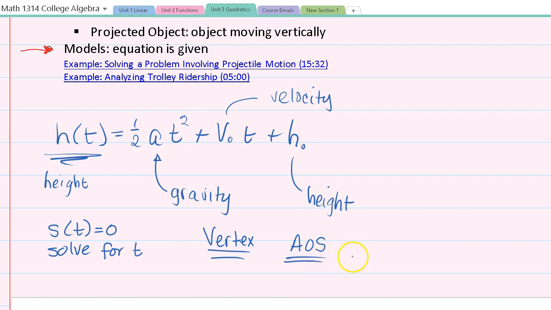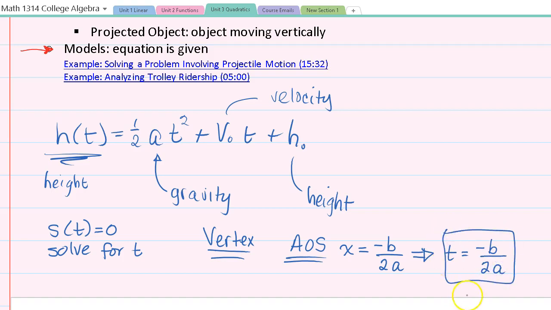Remember that the vertex occurs on the axis of symmetry, and we can find the AOS quickly by using the fact that the AOS is x is equal to negative b over 2a. For our formula, it will be t is equal to negative b over 2a. This will answer the when question, as t represents time. Plug this t value into the original quadratic equation we created to find the maximum height that the object will reach.